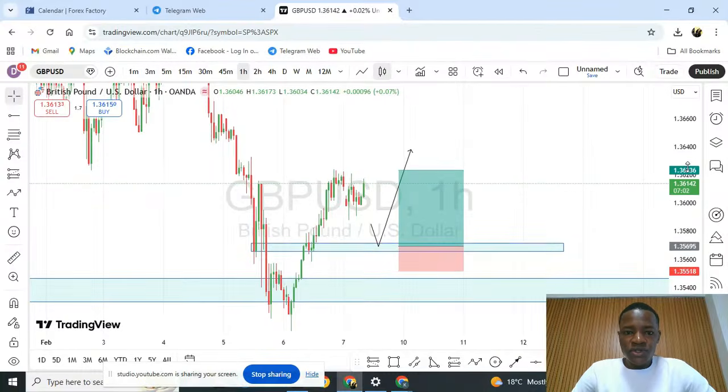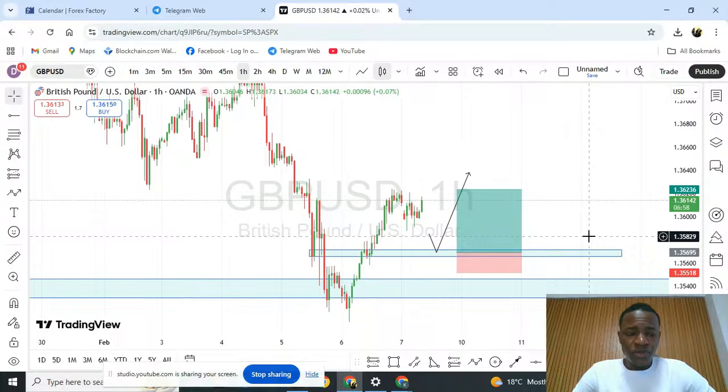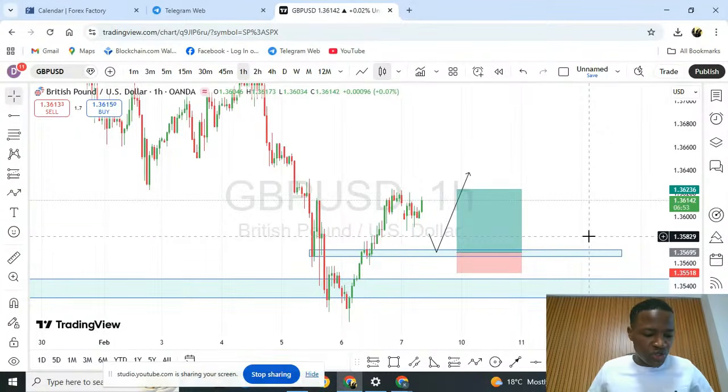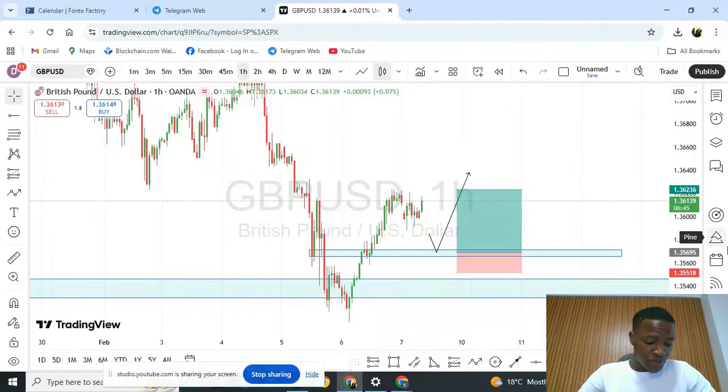And that's the view on GU. That's a very nice setup, actually. A very, very nice setup to watch out for today. Maybe on the New York session, you can watch out for that setup on GBPUSD.